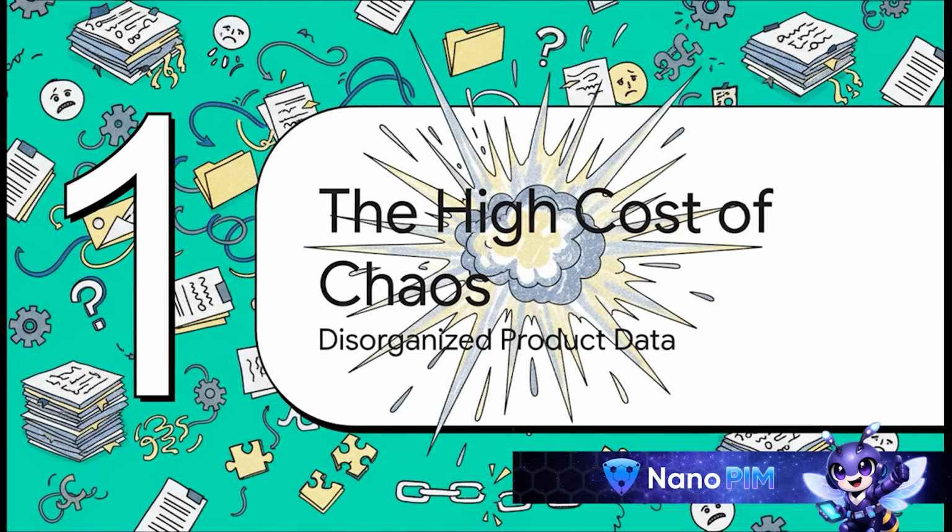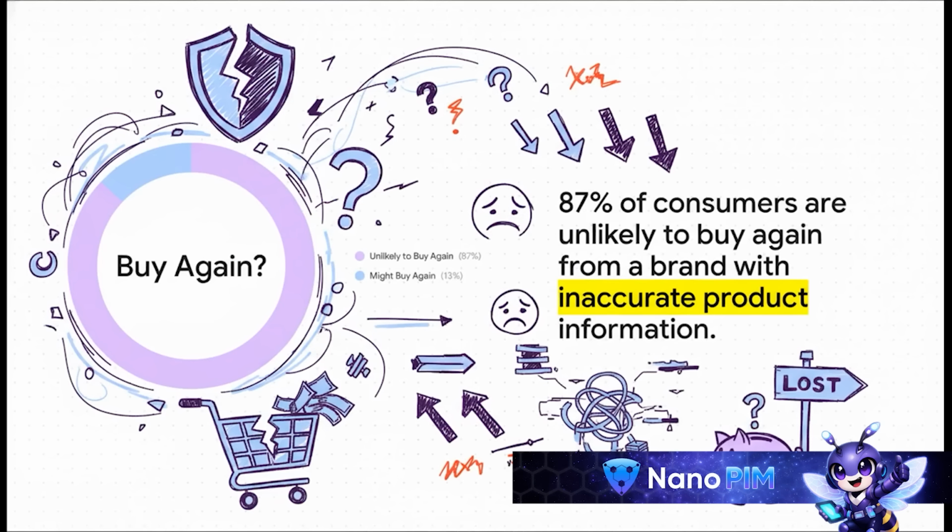All right, first up, let's really talk about the high cost of chaos. I'm not just talking about the frustration of not being able to find the right file. We're talking about the real, tangible price you pay when your product data is a disorganized mess. And look, the numbers here are just brutal. A staggering 87% of people, that's nearly 9 out of 10 customers, say they are unlikely to ever buy from a brand again if they get inaccurate product information. That's not just a lost sale, that's a lost customer for life, all because of bad data.